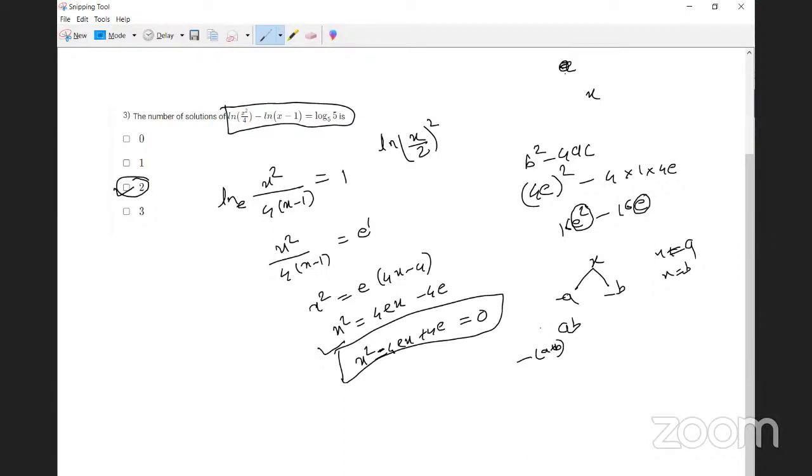Oh, we don't have to solve this. Just guess the root. We have to find out how many solutions there are, right? Let me check the options also. Yes, 2 is there, right? Okay. Got it. Thank you.